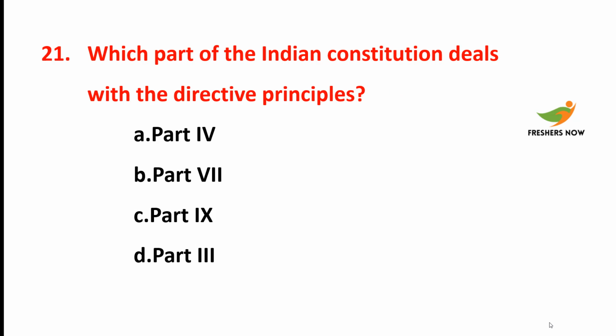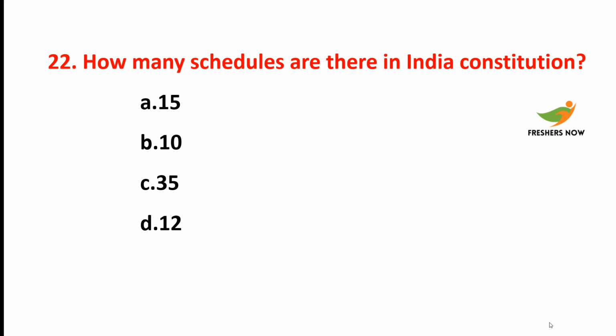21st question. Which part of the Indian Constitution deals with the directive principles? And the answer is A, Part 4. 22nd question. How many schedules are there in Indian Constitution? Answer D, 12.